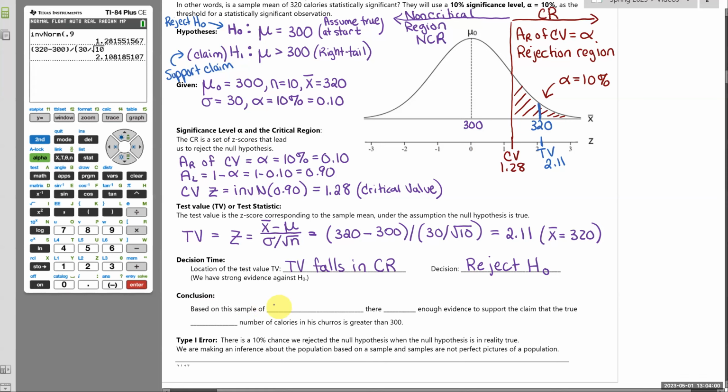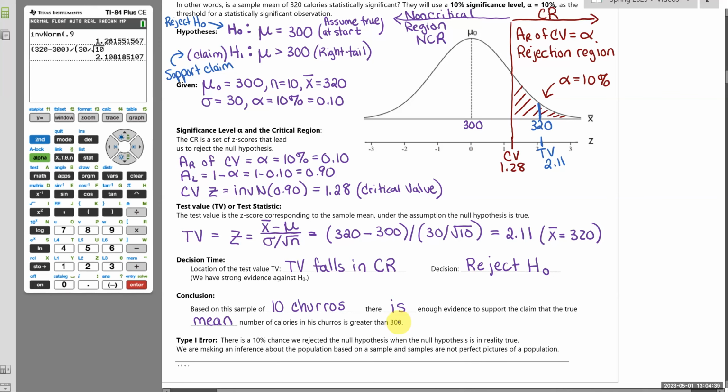So based on this sample of 10 churros, so again, we're just using a sample to draw a conclusion about a whole population. So this is not a perfect procedure since we didn't collect data from all the churros, but at least based on these, there is enough evidence to support the claim. So we're looking for this idea of, are we going to support our claim or not? In this case, we rejected the null, so there is enough evidence to support the claim that the true mean calories in all of his churros is greater than 300.